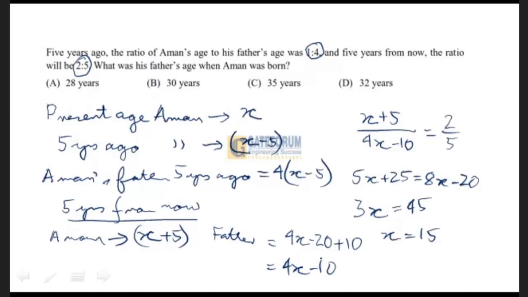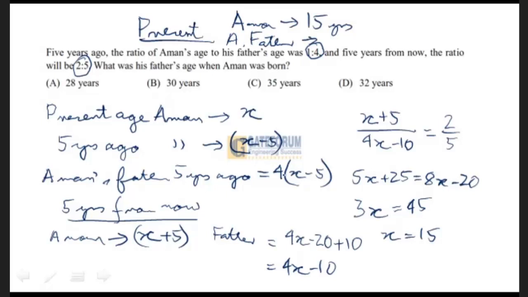The moment we know that X is equal to 15 years, the present age of Aman is 15. So 5 years ago, Aman's father's age was 40. So the present age of Aman's father would be 45. See, if you consider the present, then Aman is 15 years and Aman's father is, as you can see, 4 into 15 minus X. This was Aman's father's age 5 years ago. So plus 5. Okay, so that would become 45 years.